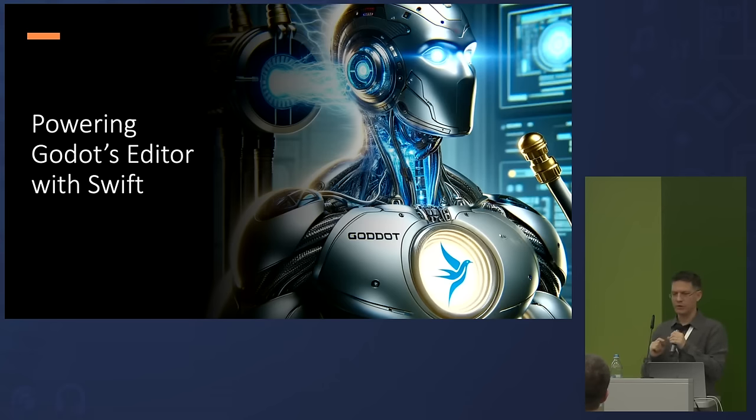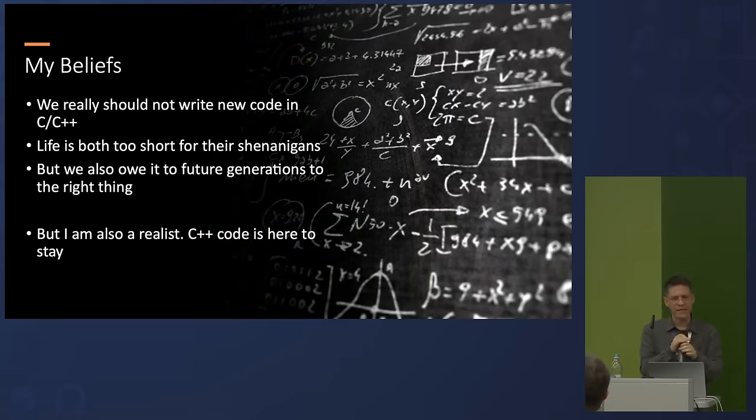And I think that you should do it with Swift. I had a slide about this. Honestly, life is too short for this. I can't debug another race condition. I can't debug another null. No, please stop. Stop it. Right? I don't want to deal with more memory corruption issues. And I think that it is our duty for future generations to not do this. So we've got to stop it.